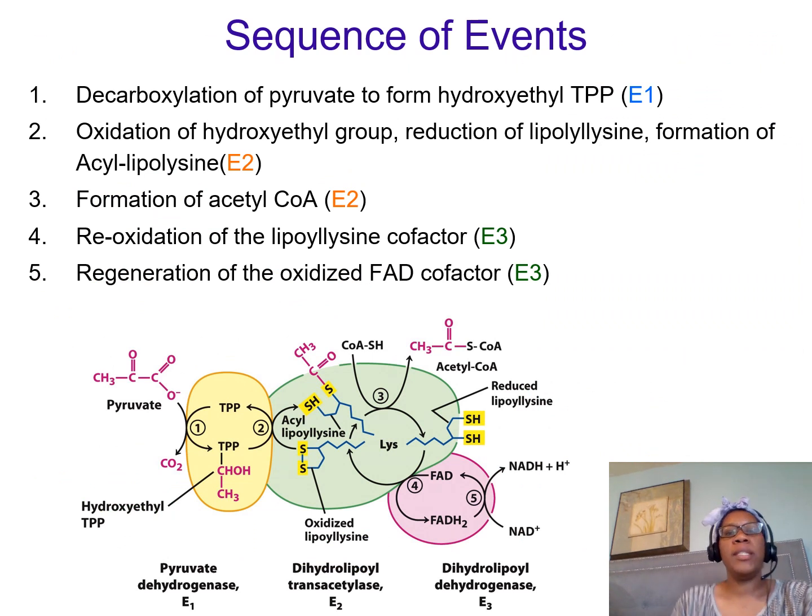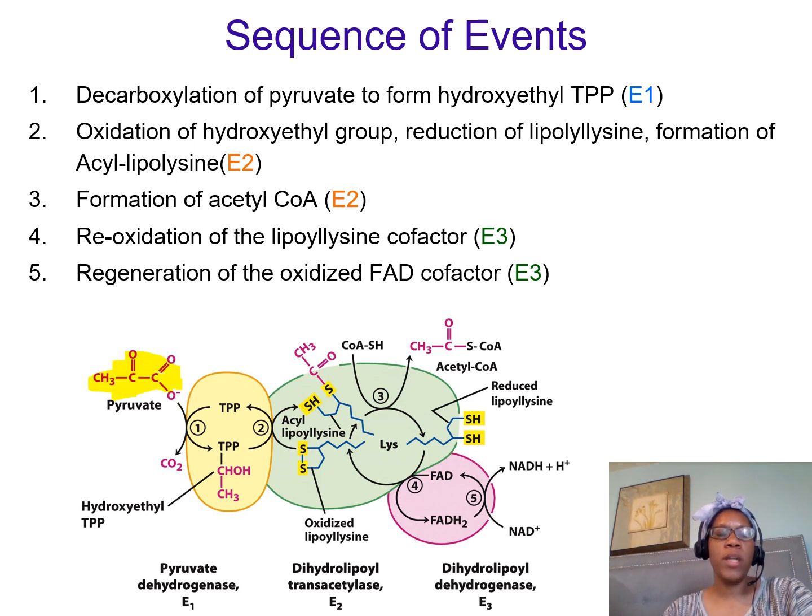Let's go over the sequence of events for the conversion of pyruvate to acetyl-CoA. So I'll go over these quickly at first on this slide, and then each step individually. So don't get worried if you get lost on the first slide. Let's just go through an overview of all the sequence of events and the steps, and then we'll go over each step individually. Okay, so first we know that we have our pyruvate.